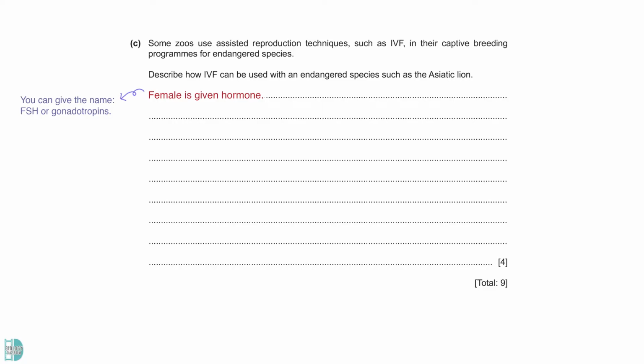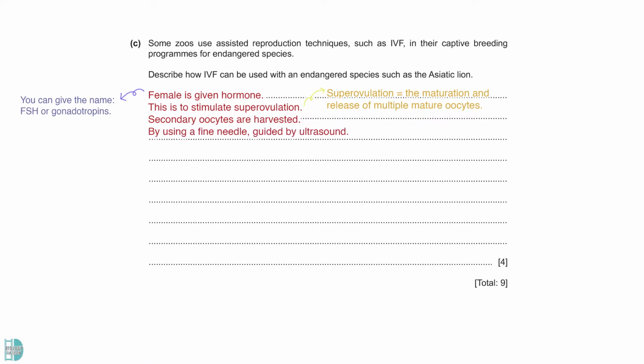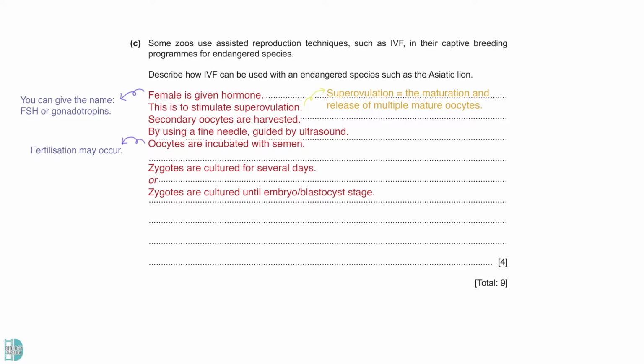Firstly, the female is given a hormone. You can name the hormones if you do know about them. This is to stimulate superovulation. Superovulation means the maturation and the release of multiple mature oocytes. Then, the secondary oocytes are harvested. It is done by using a fine needle guided by ultrasound. The oocytes are then incubated with semen. Fertilization may occur. The zygotes are cultured for several days until they reach the embryo or blastocyst stage. The embryo will then be placed in the uterus of the female or surrogate mother.